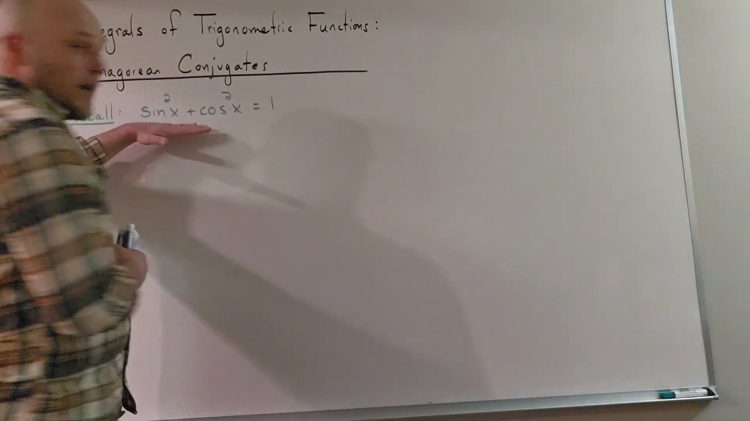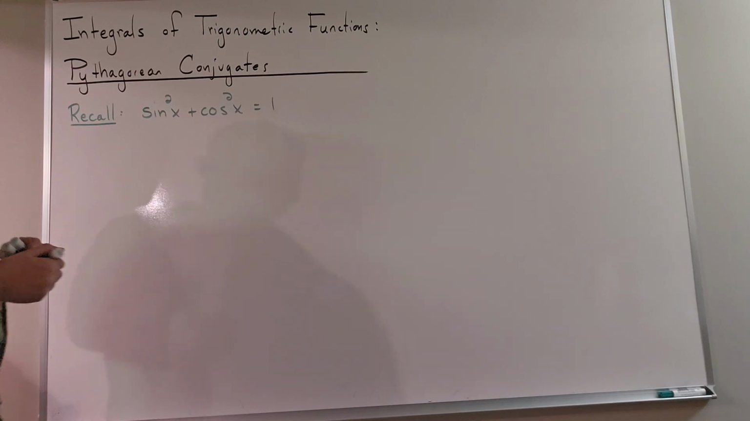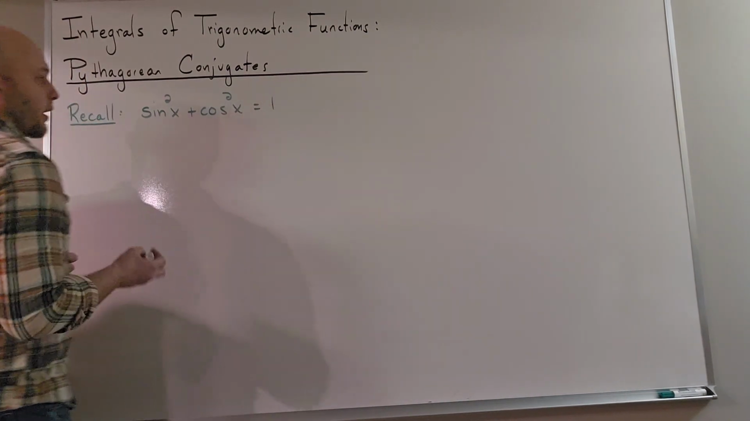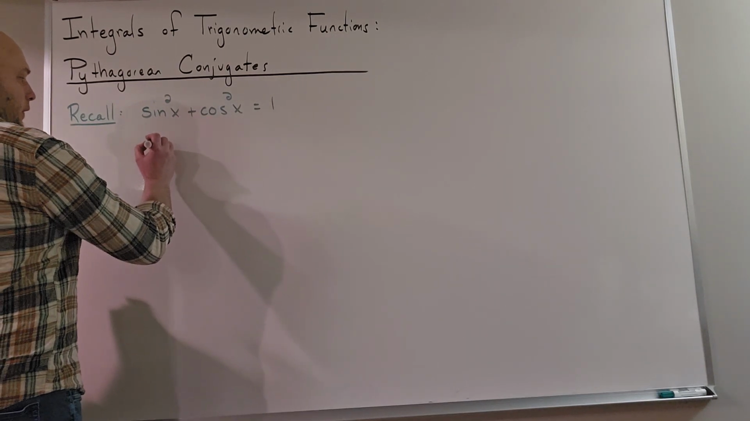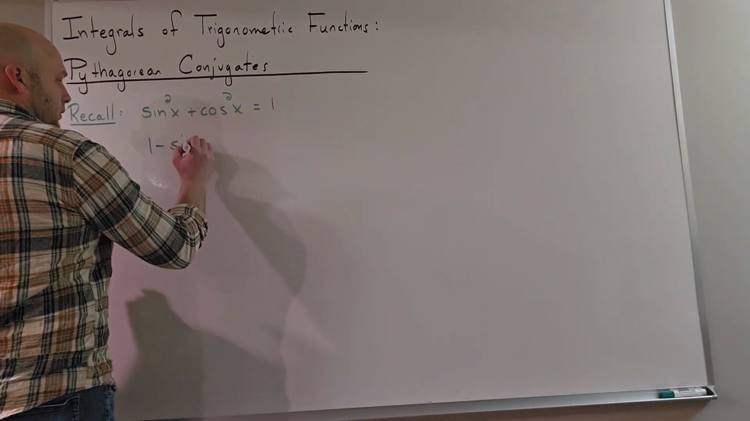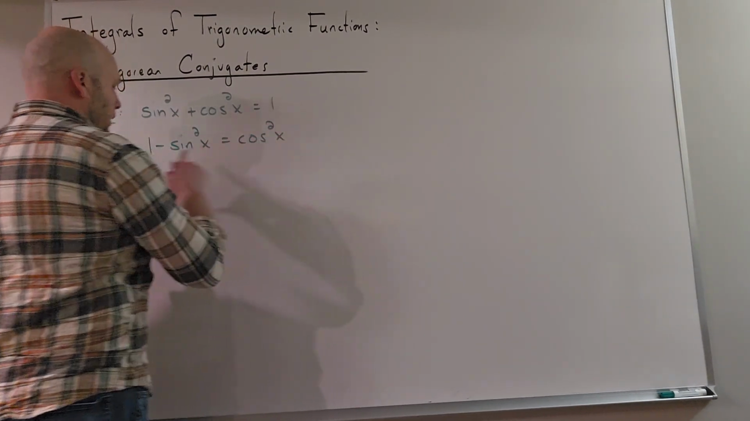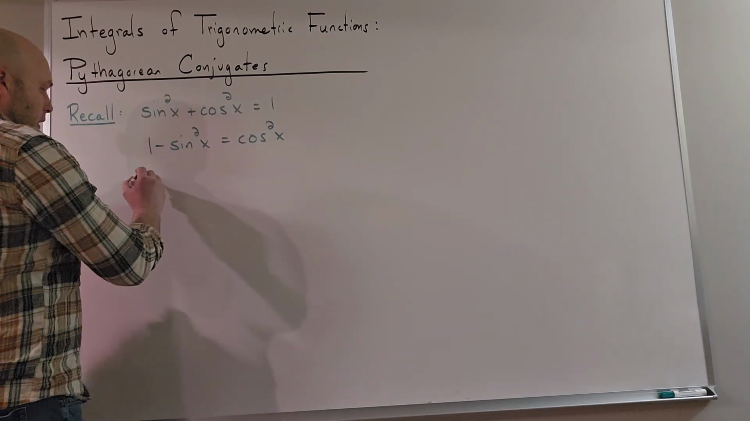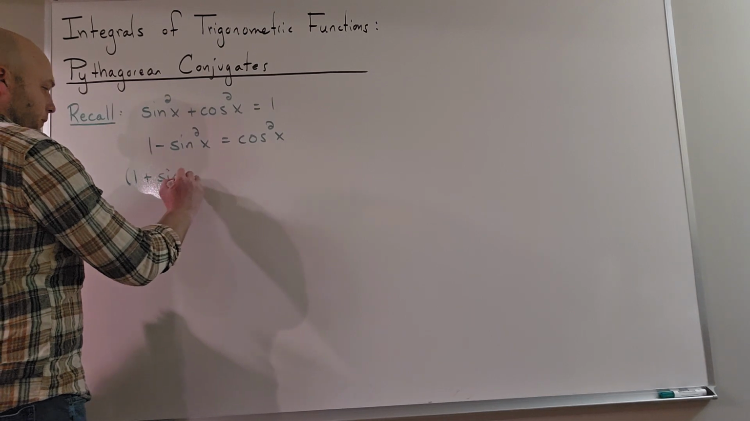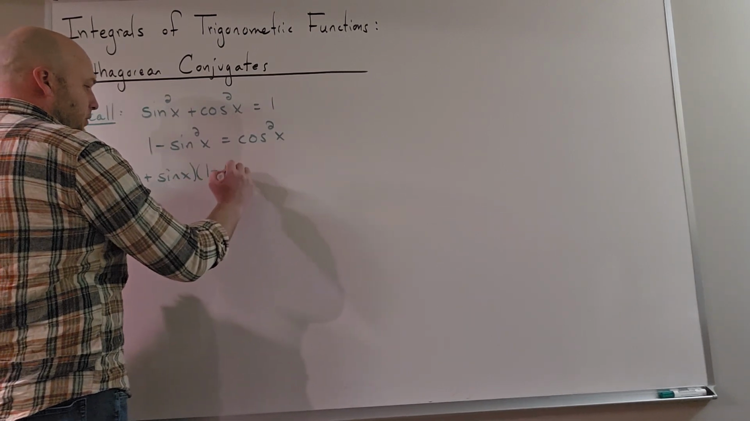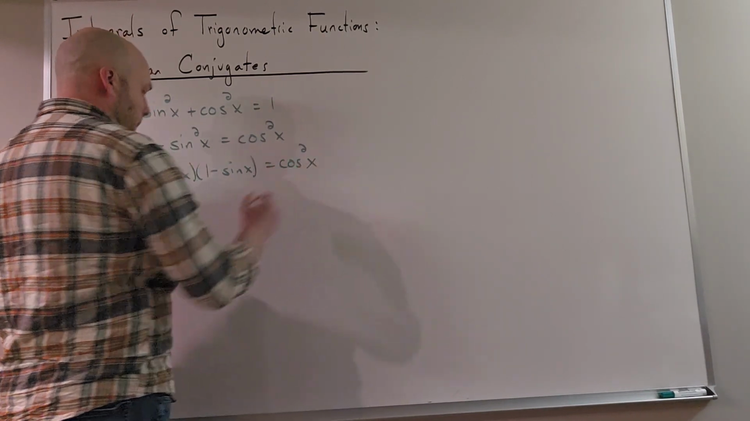Remember the Pythagorean identity: sine squared plus cosine squared is 1. Well, I could rewrite this. Let's say I solve for cosine squared and put 1 minus sine squared on the left. So 1 minus sine squared is equal to cosine squared. This is the difference of squares, so I could factor that as 1 plus sine of x, and then 1 minus sine of x is equal to cosine squared.